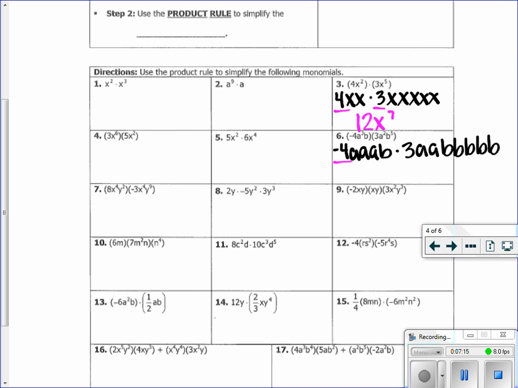The numbers, the coefficients are going to multiply. So what's that going to give you? Negative 12. And what do we get for the a's? A to the power of 5. And what about b's? 6. B to the power of 6.